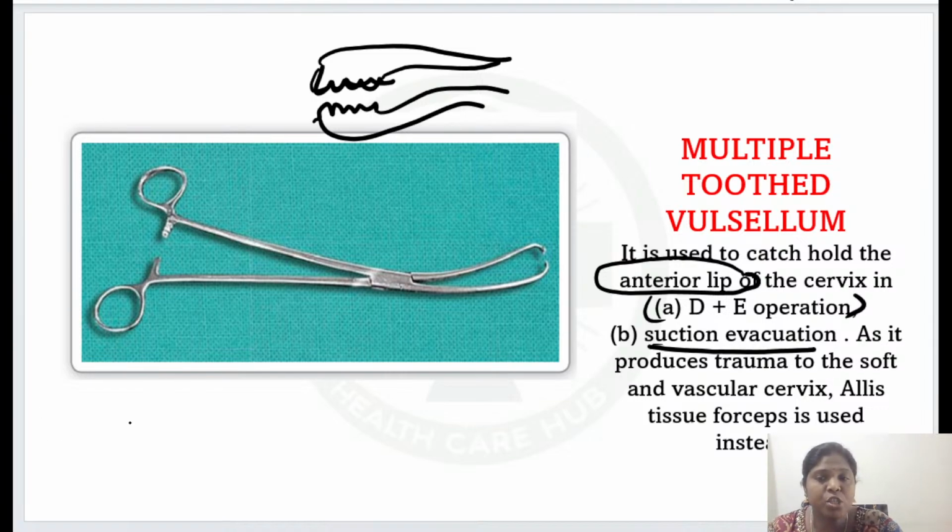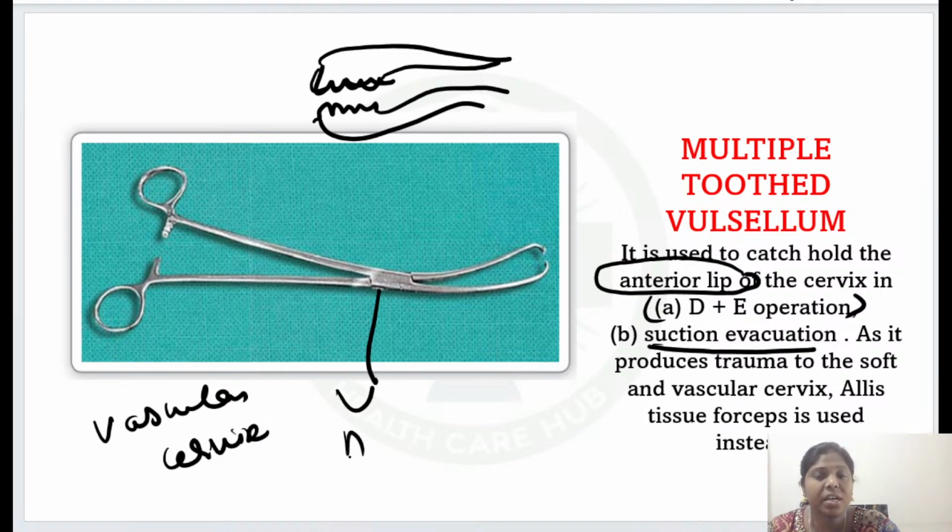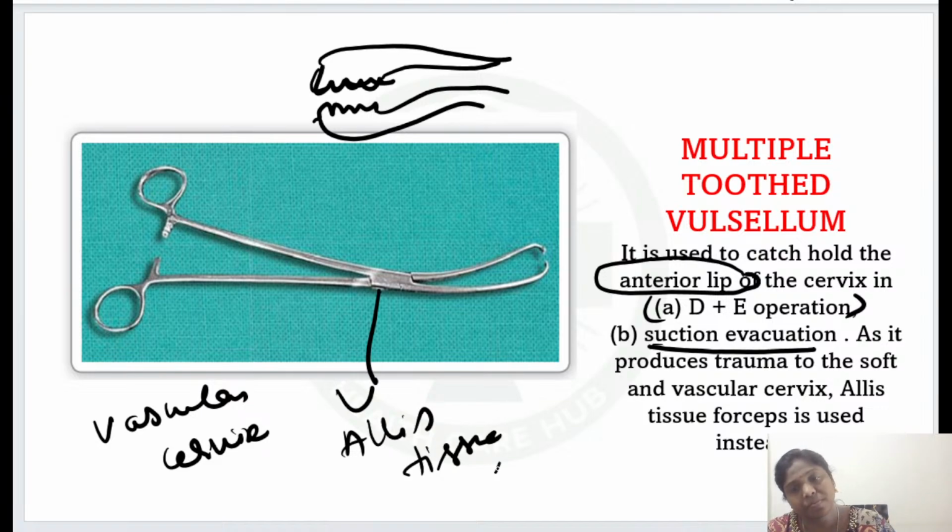The main disadvantage of this is that due to these rough edges, it causes damage to the vascular cervix. So, instead of this multiple toothed vulsellum, they go for the Allis tissue forceps.